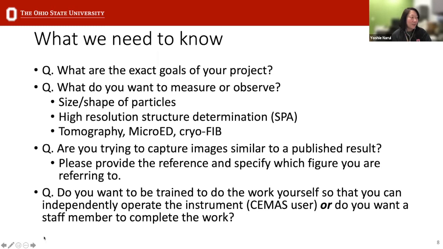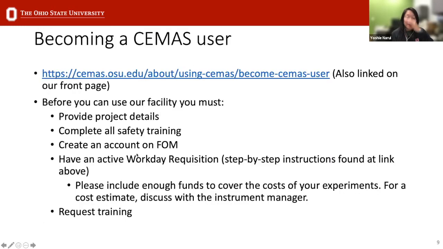Okay, so on the website, if you just go to cemas.osu.edu, on the main page there is a direct link. There's a box there that says "Becoming a CEMAS user," but there's also the full link listed out. You need to go to that page, and it outlines step by step what you need to do to access our facility. And as I mentioned, you have to provide details about your project specifically. You also need to complete all safety training before you can come and use any of our instrumentation. That's very important to us.